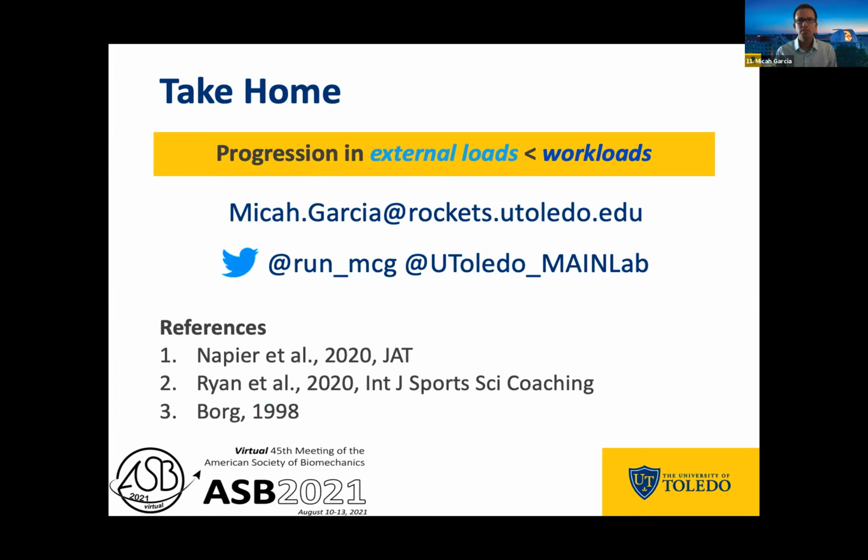So in conclusion, progression in external loads was found to be significantly lower than progression as measured by workloads, which further supports the notion that external loads alone may underestimate the stresses applied to runners. And so it may be more appropriate to incorporate a running intensity such as RPE to get a more comprehensive approach to analyzing running loads.